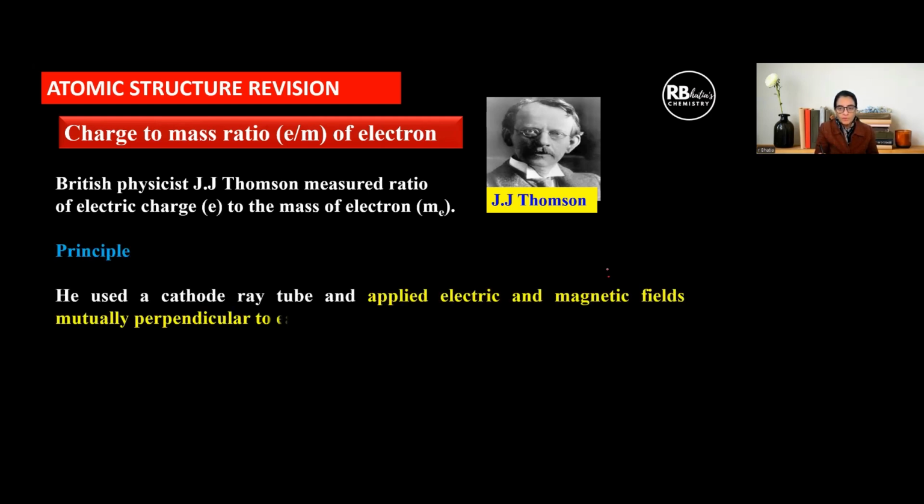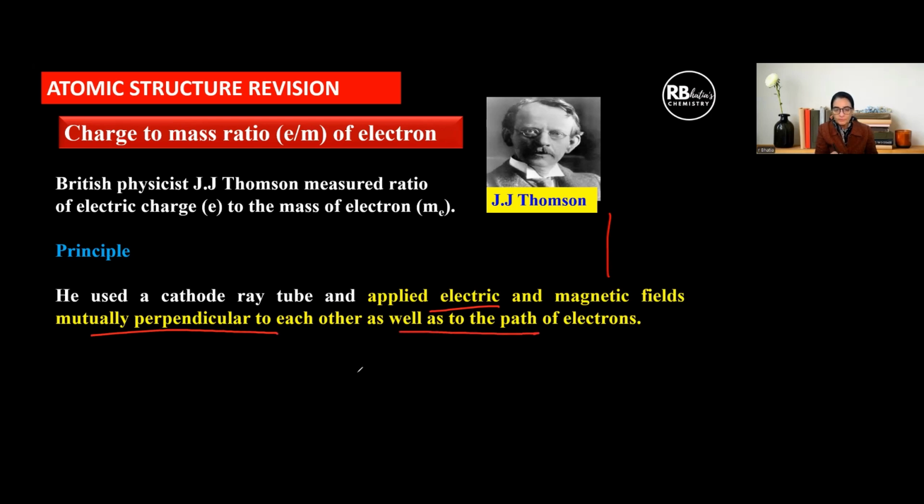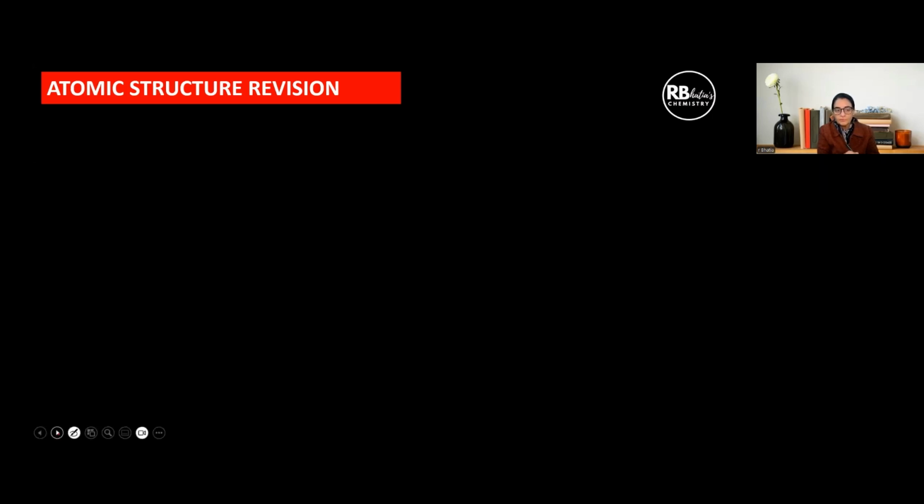He used a cathode ray tube and applied electric and magnetic fields which were mutually perpendicular to each other as well as to the path of electrons. So if this is the path of electron, this is the magnetic field, this is the electric field. So the path of electrons, electric field and magnetic field all were in mutually perpendicular directions. These kinds of points are needed in case multiple choice questions are asked.